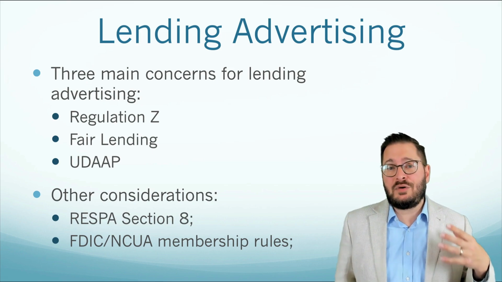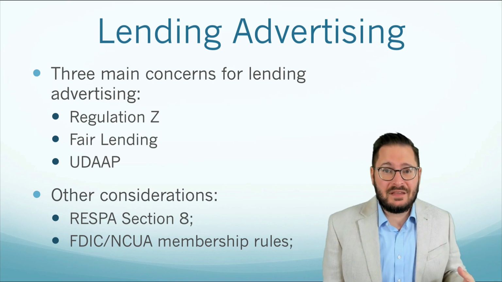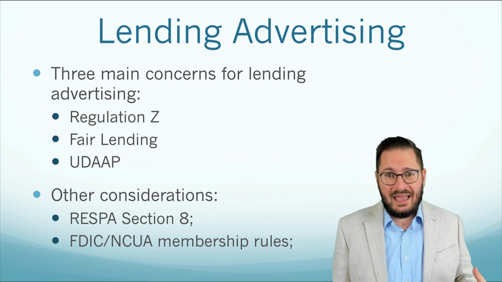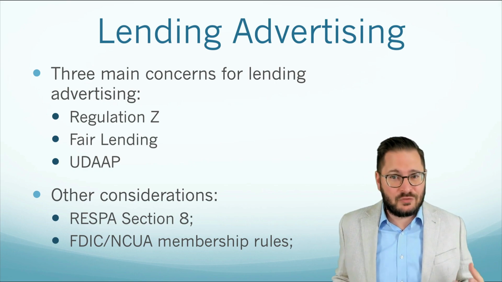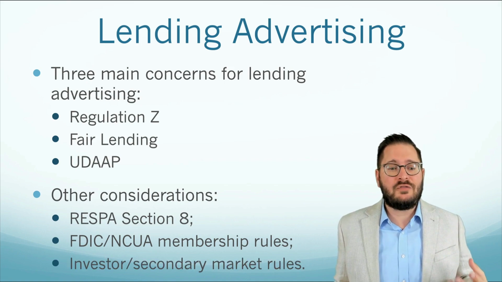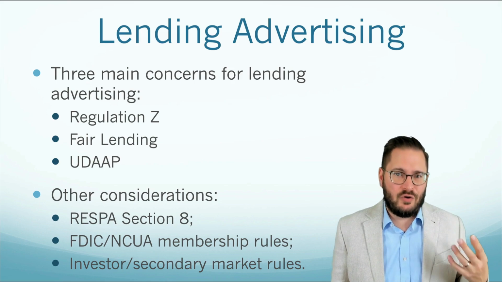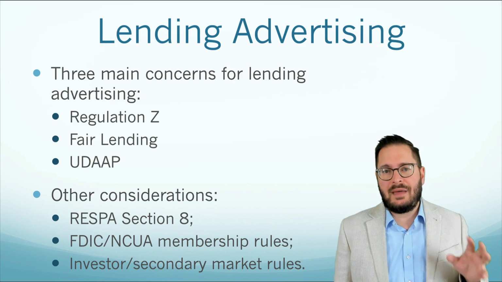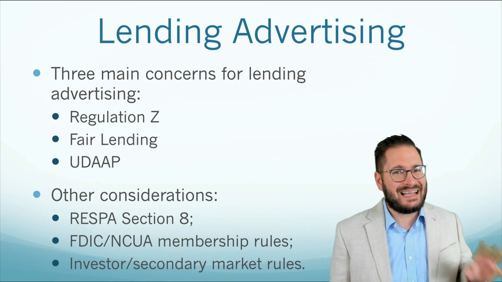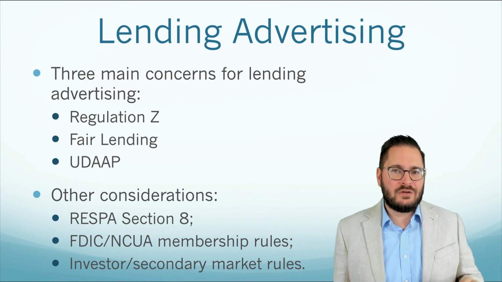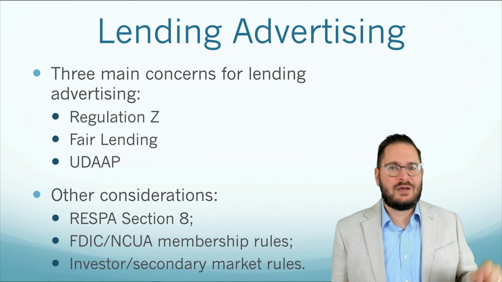You also need to include any potential statements of equal credit opportunity and follow the Fair Housing Act rules. And then finally, you may have some secondary market rules or investor rules. So it's very important to make sure that if you're selling loans on the secondary market, you are in fact doing those in accordance with what your investor requires.